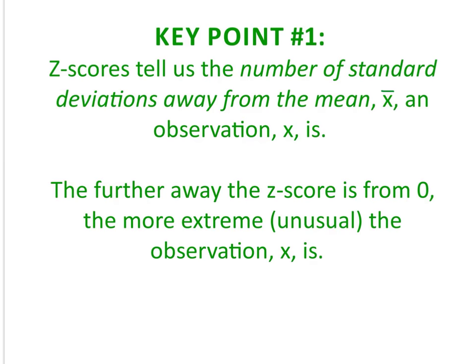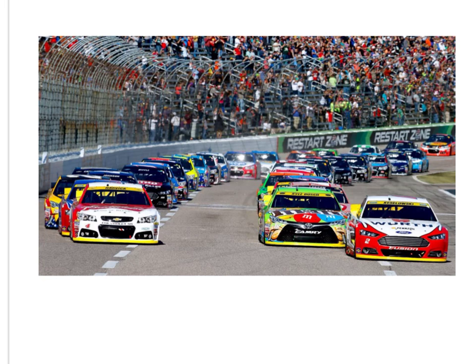So this is key point number 1. Z-scores tell us the number of standard deviations away from the mean an observation is. The mean we notate as x bar. The observation or the data value is going to be x. The further away the z-score is from 0, remember 0 is my average or my mean. The mean has a z-score of 0, so the more extreme my values are, the further they're going to be from that 0.